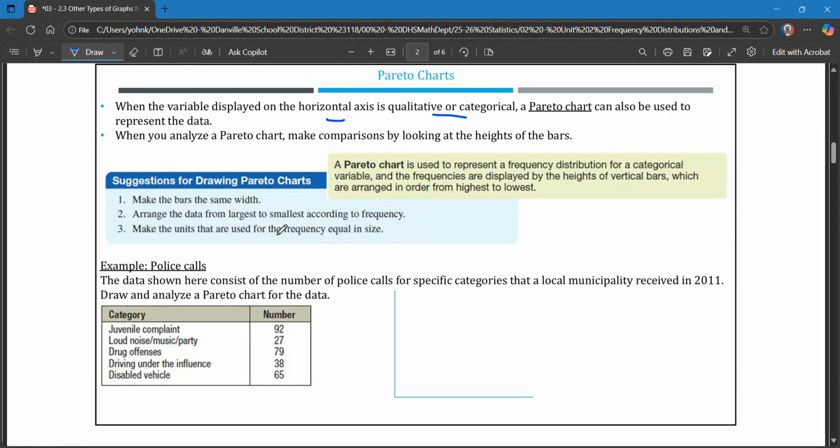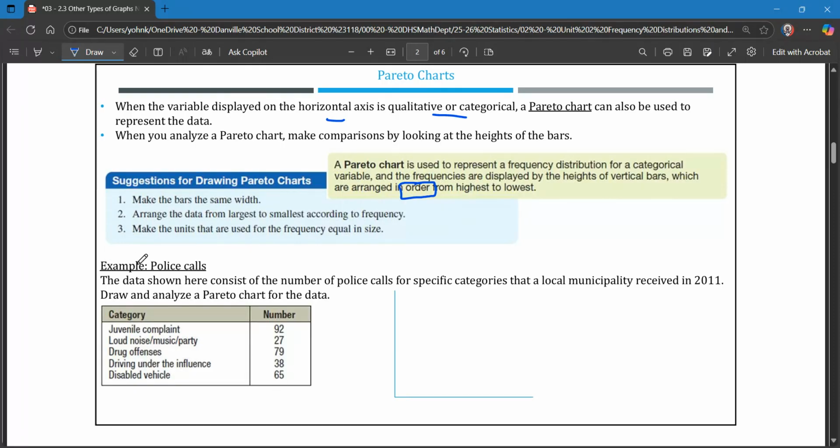But the data is not always going to be in beautiful order, and so you're going to have to put it in order. We're going to make the bars the same width. We're going to arrange the data largest to smallest according to frequency. And we're going to make the units that are used for the frequency equal in size. So it's kind of like a bar chart, but in order, always. So maybe make yourself a little note that a Pareto chart is always in order from highest to lowest.